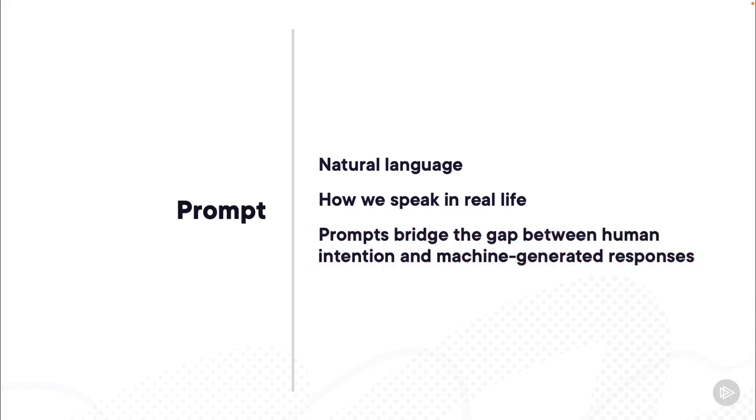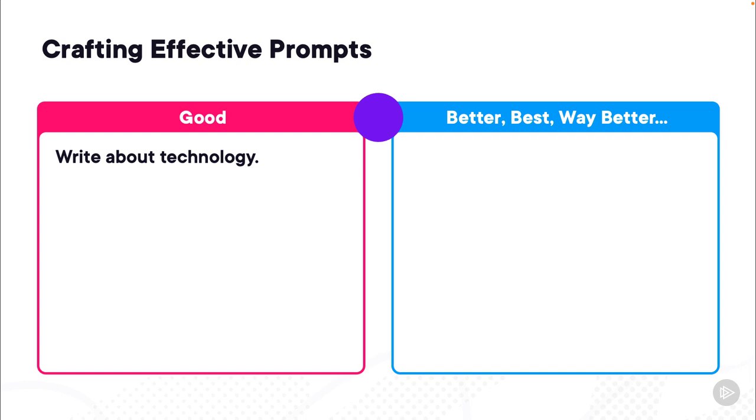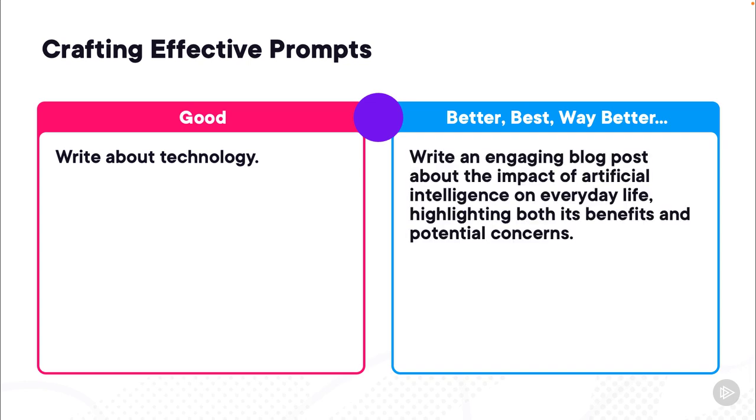But the thing is that crafting effective prompts is pivotal in ensuring that an LLM produces accurate and valuable responses. For example, this is a good prompt: write about technology. However, this is better, best, way better: write an engaging blog post about the impact of artificial intelligence on everyday life, highlighting both its benefits and potential concerns. You couldn't explain it better in a different way.